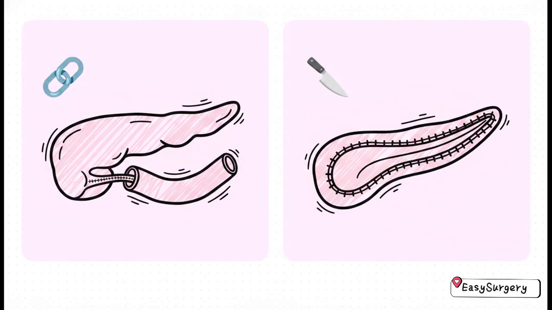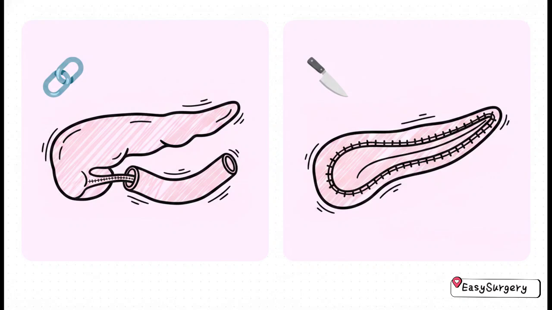Now, if those blockages cause the main duct to dilate to more than 5 millimeters, the pressure builds up and causes intractable, awful pain. We have to go in and relieve it surgically. This is where drainage procedures come in. We can opt for Duval's procedure, which is basically an end-to-end connection between the pancreas and the jejunum.